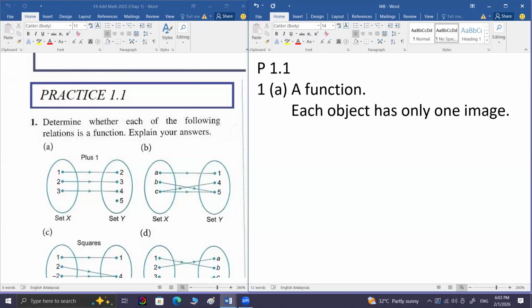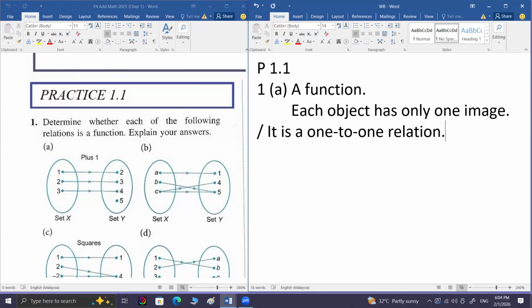Each object has only one image. Or to make it simple, you can also say that it is a one-to-one relation. Okay, we can say it like this also. Can you see that even though element 5 does not have an object, it is still accepted as a function?